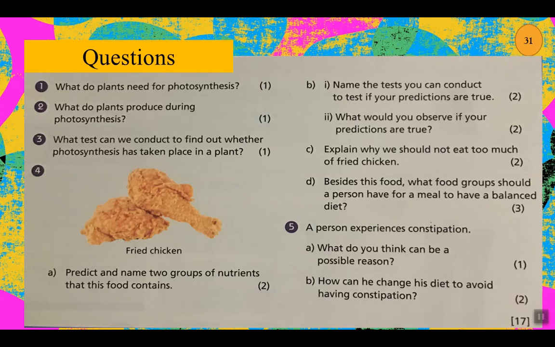Now in this slide, there are some questions for you to try.